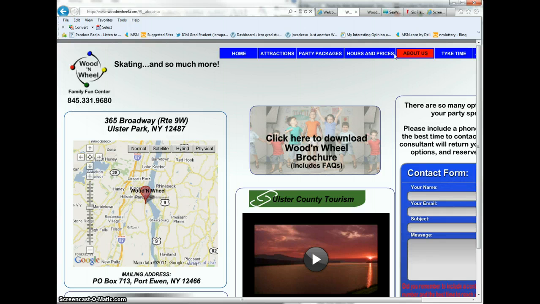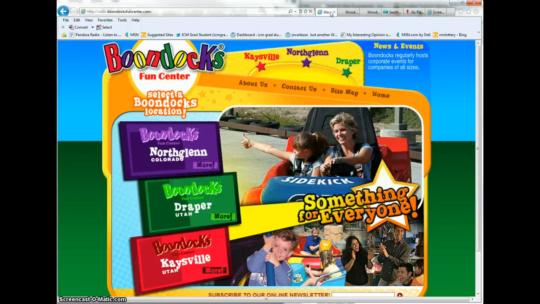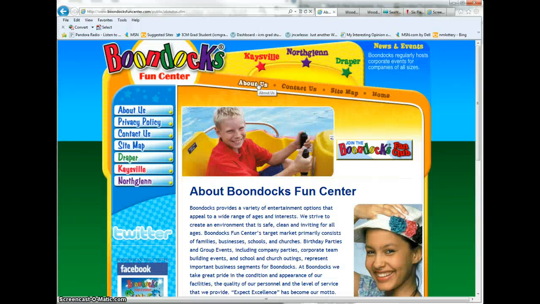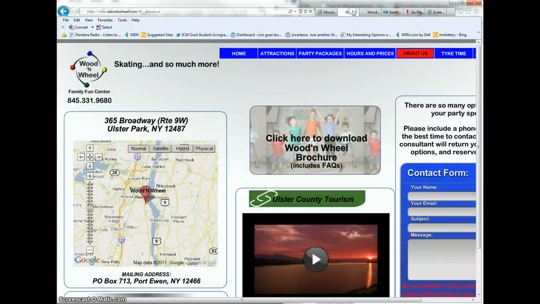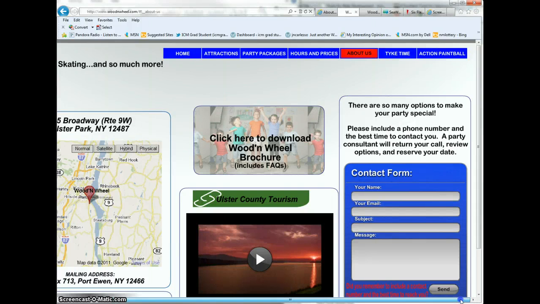The other thing is a missed opportunity with this About Us. If you recall, here at Boondocks, when you go to About Us, it's got all this information. But here at Wooden Wheel, which from looking at some of the stuff I believe is a family-owned and operated business that's been in business for 36 years, none of that is here. This is again just the facts, ma'am, just the facts.